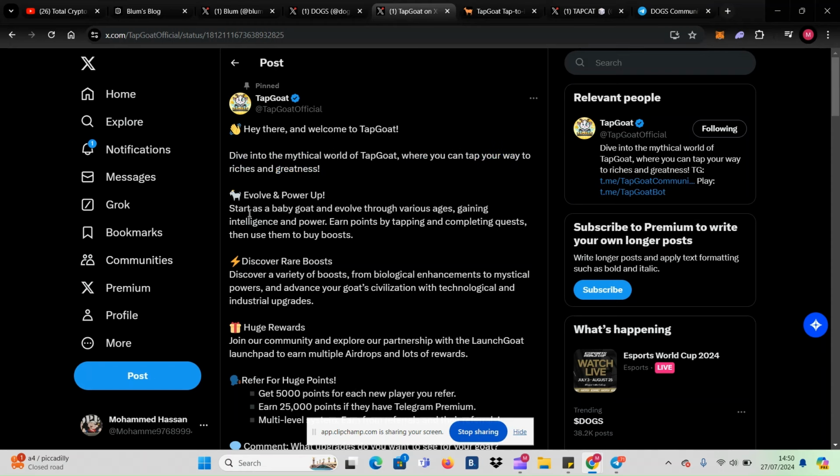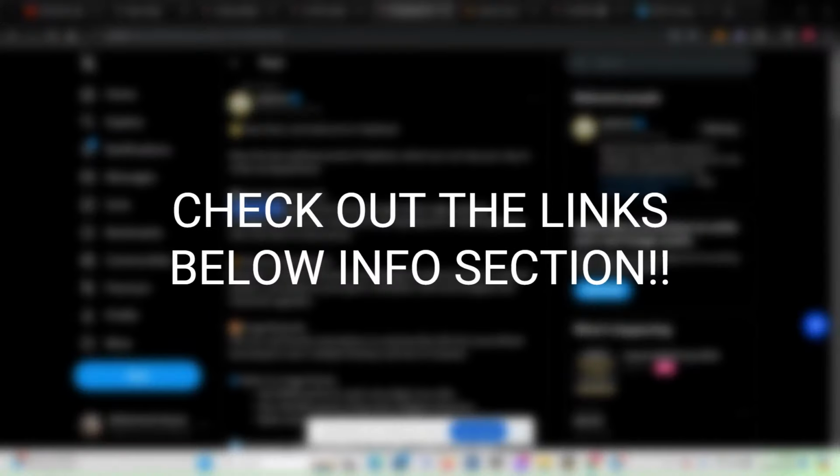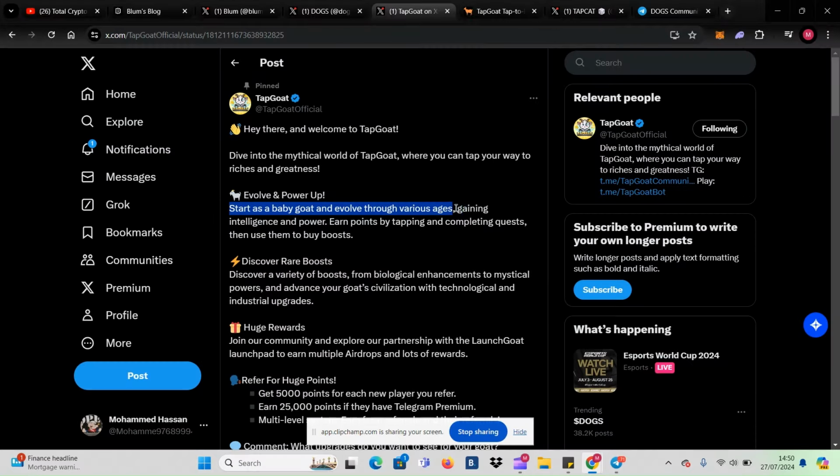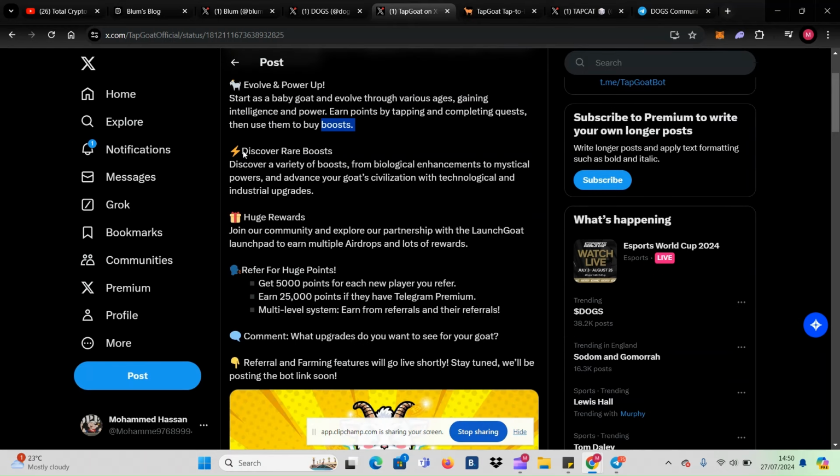So they have a couple of key points over here, starting off with evolve and power up. Essentially, it says here, start as a baby goat, evolve through various ages, gaining intelligence and power, earn points by tapping and completing quests, then use them to buy boosts. So there's an option for us to actually buy boosts so we can boost our level of earning the points. All right, so let's head over to the discovery and rare boosts.